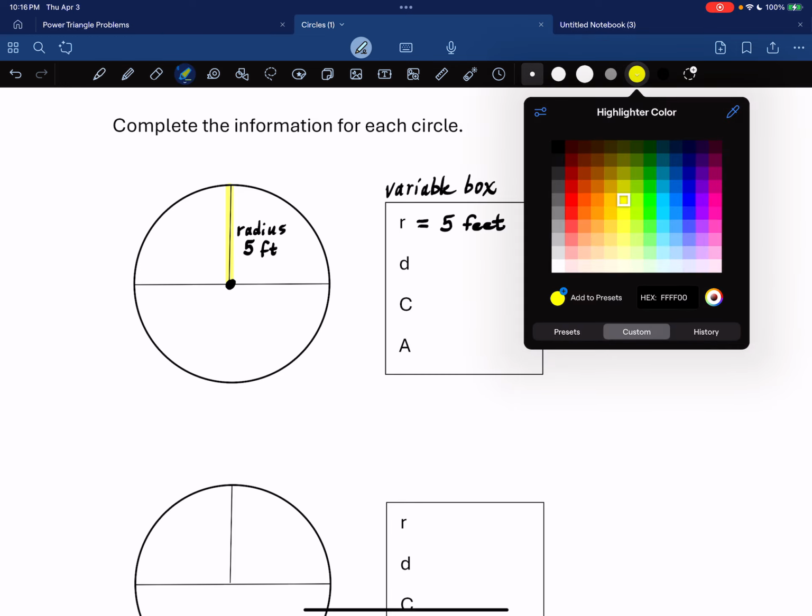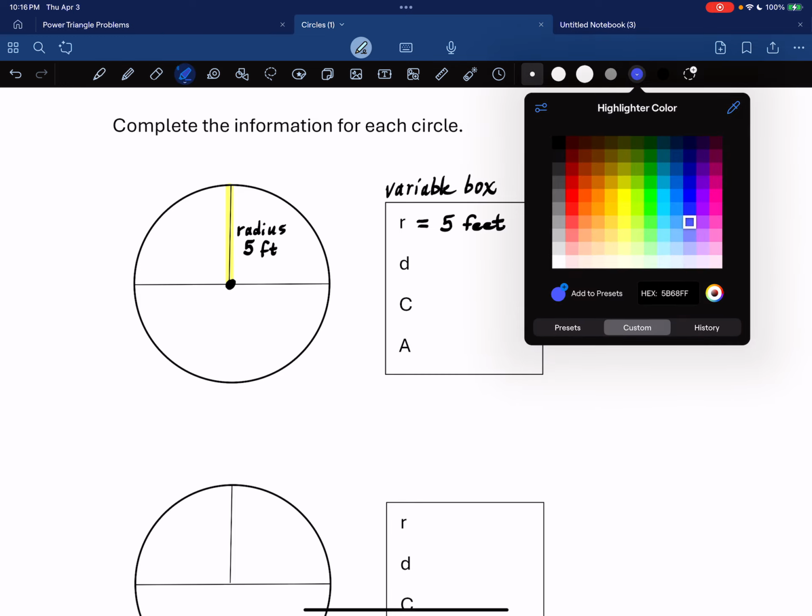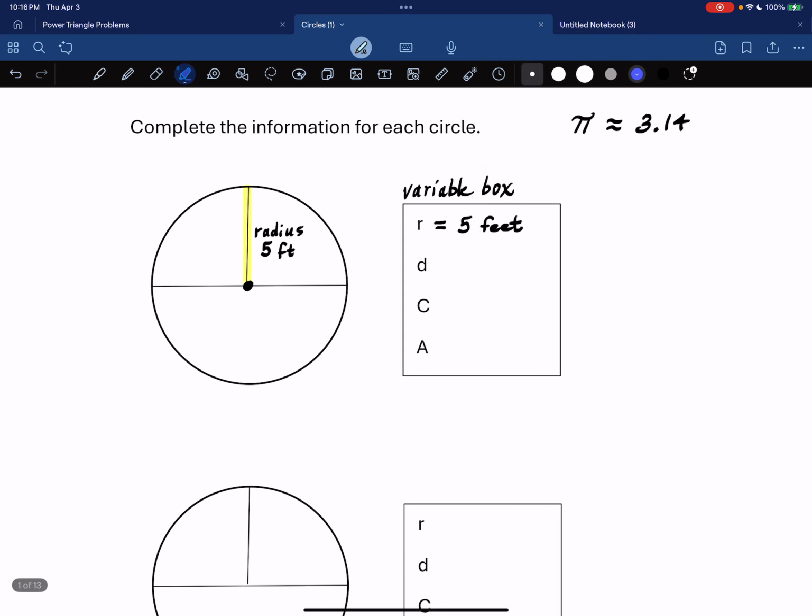So diameter would be exactly twice that amount. Diameter is all the way across the circle through the center. And diameter, in this case, would be 2 times the radius. In every case, it's 2 times the radius. But in this case, it's going to be 10. 5 and 5, or 5 times 2 is 10. So diameter is a value that is equal to 10 for this circle.